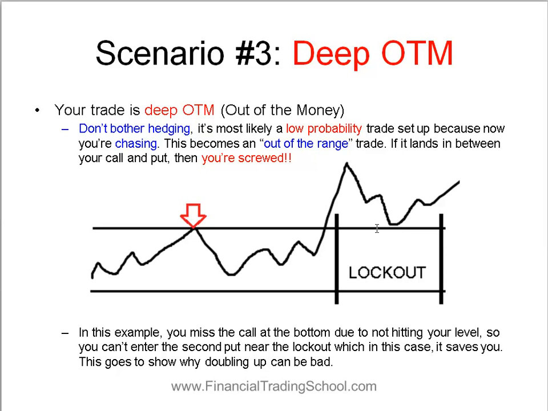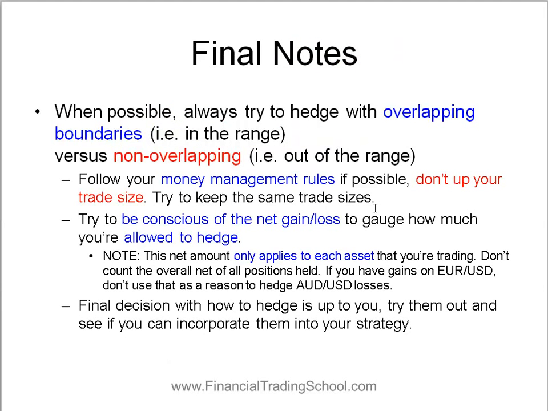Being able to spot the scenario will more often than not save you money because it prevents you from trying to hedge a bad low probability setup. So some final notes before we end off. When possible, always try to hedge with overlapping boundaries, i.e. in the range, versus non-overlapping boundaries, i.e. out of the range. In addition, always follow your money management rules if possible.